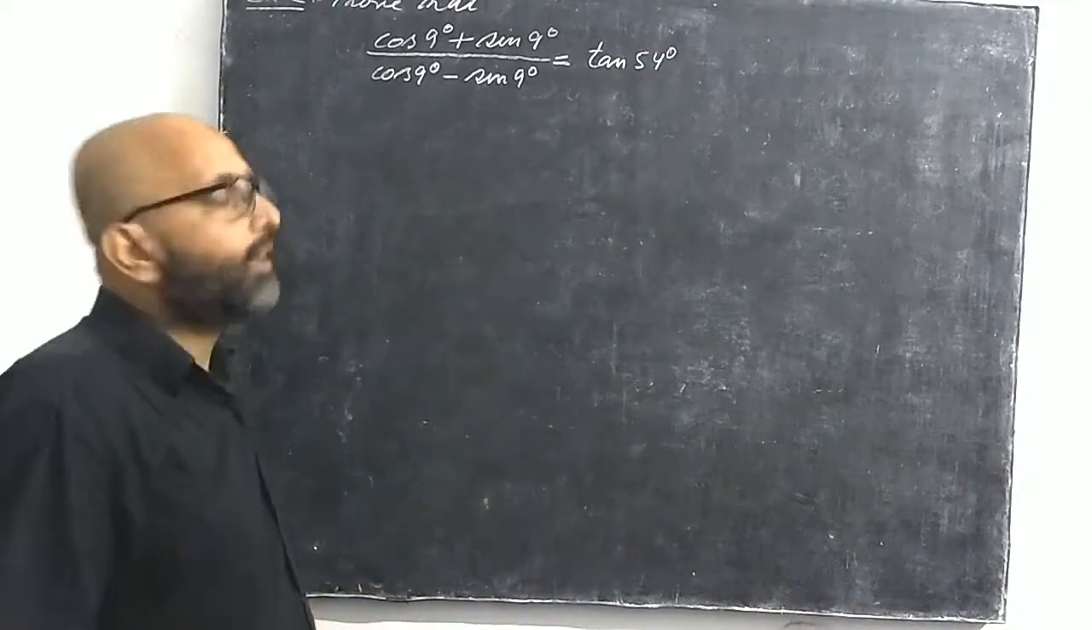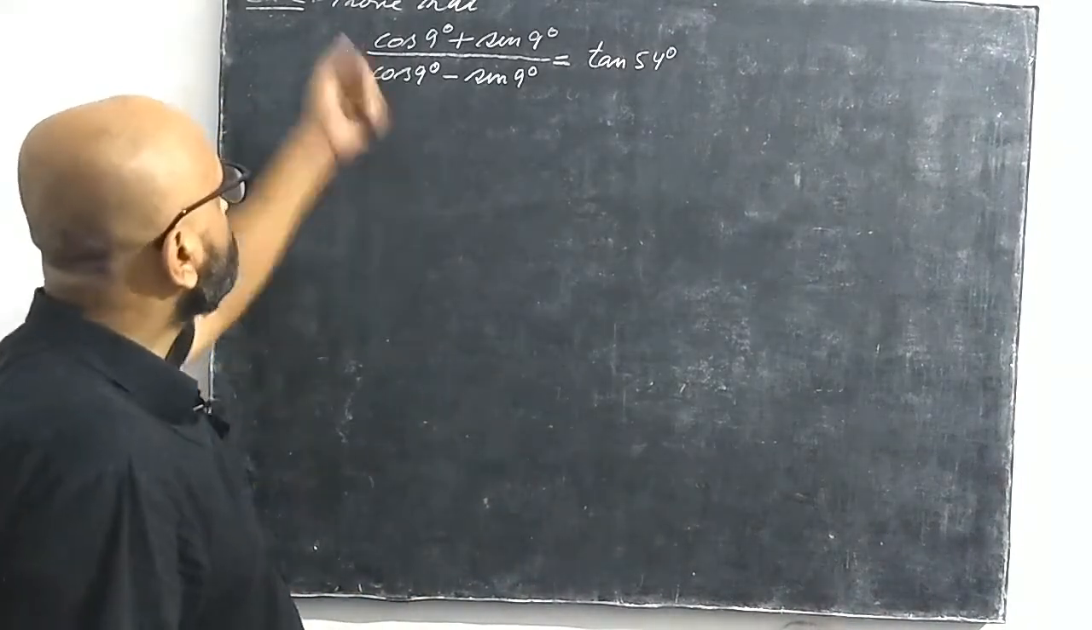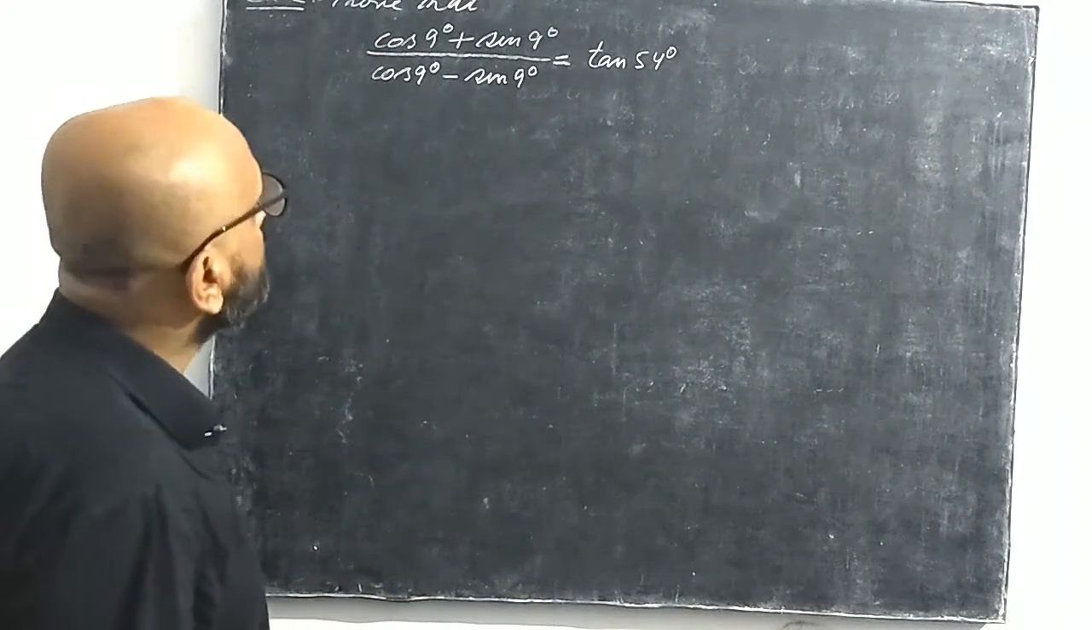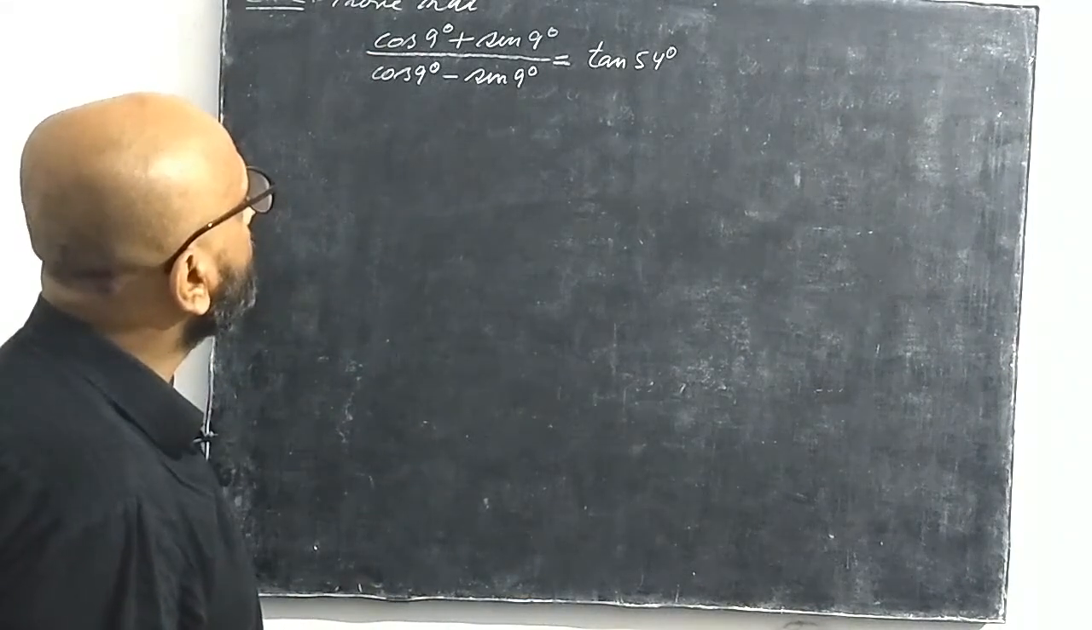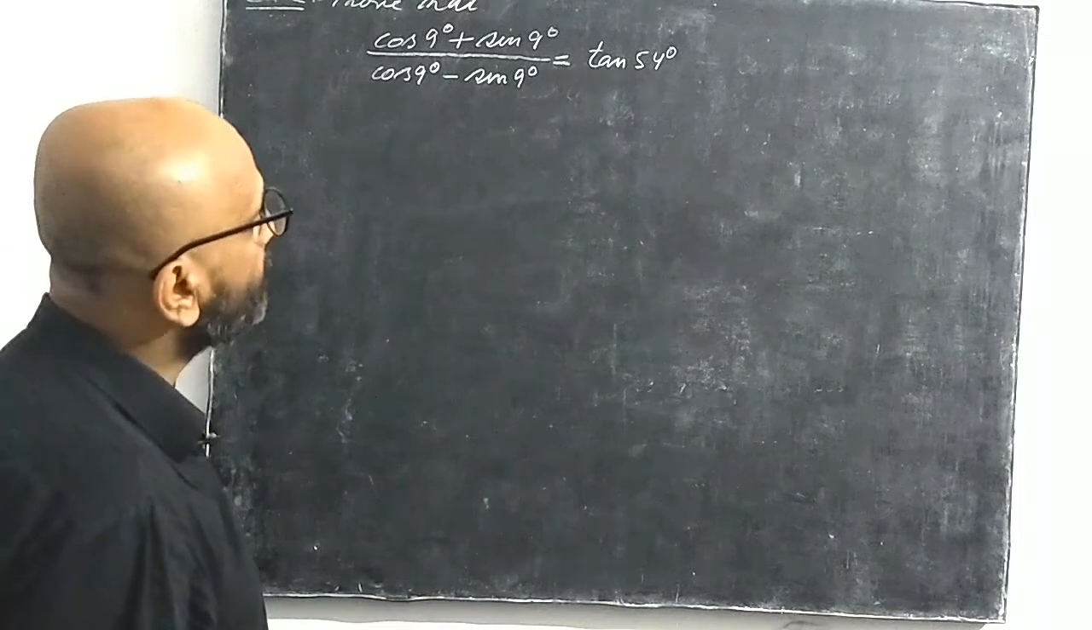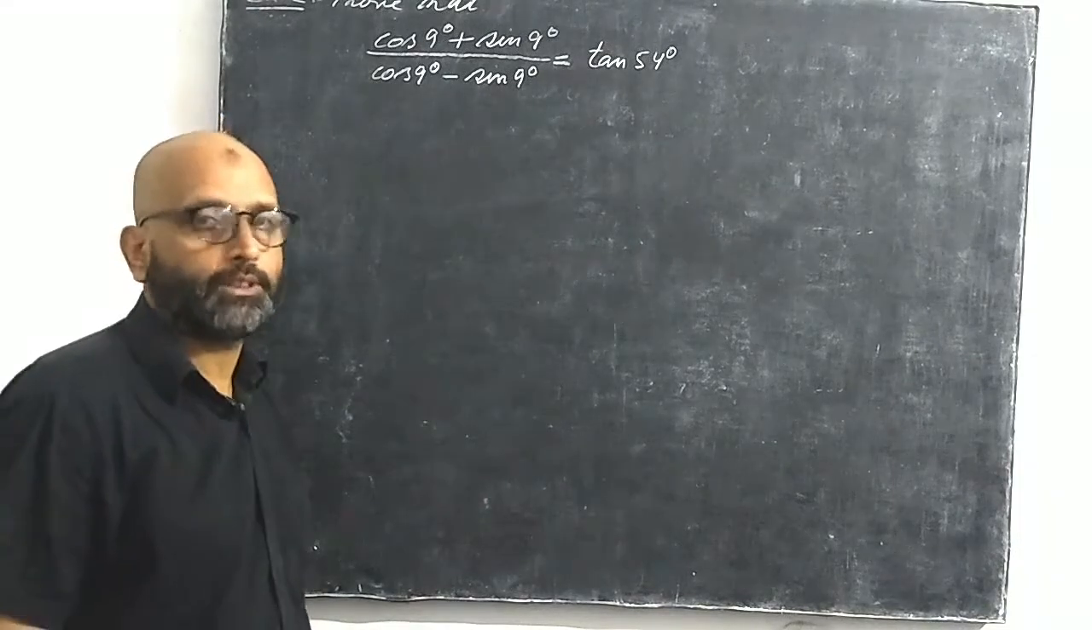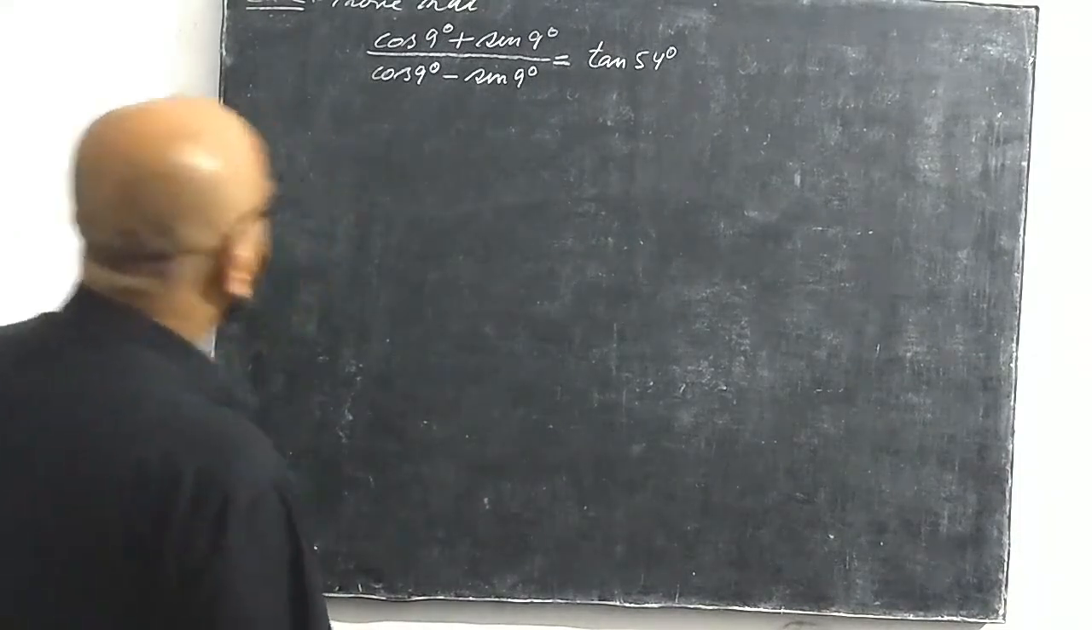Now the next question we have taken is: prove that (cos 9 degree plus sin 9 degree) upon (cos 9 degree minus sin 9 degree) is equal to tan 54 degree. So let's prove.